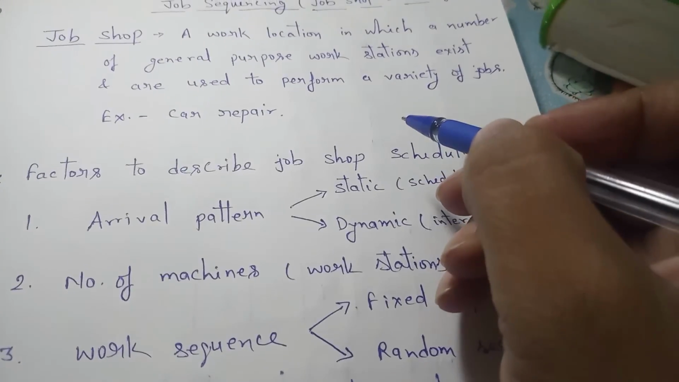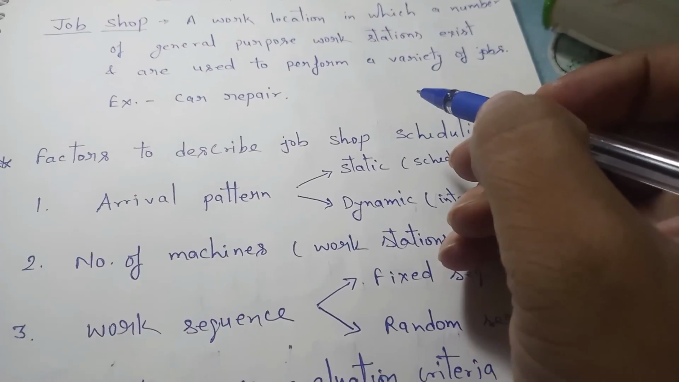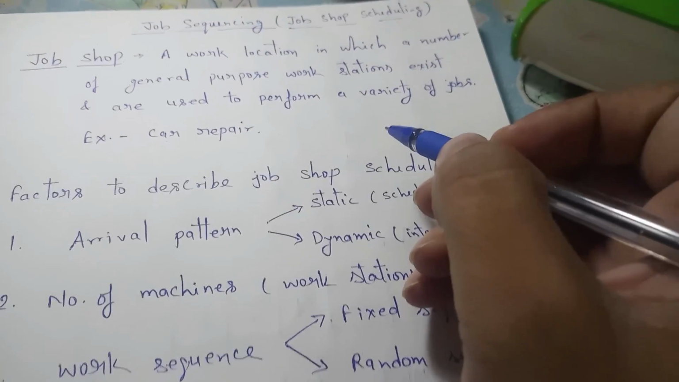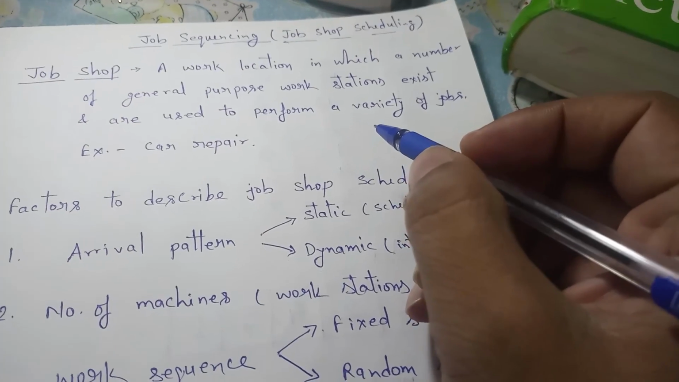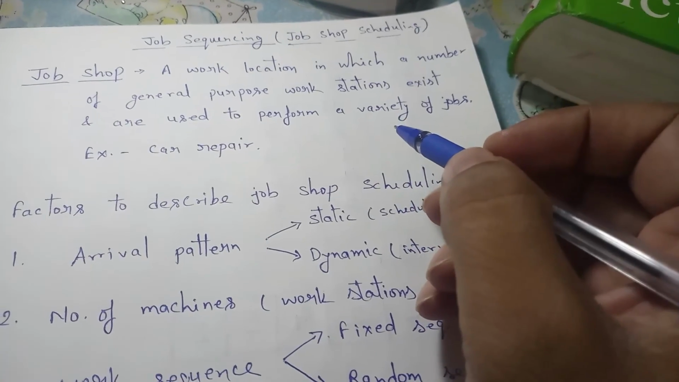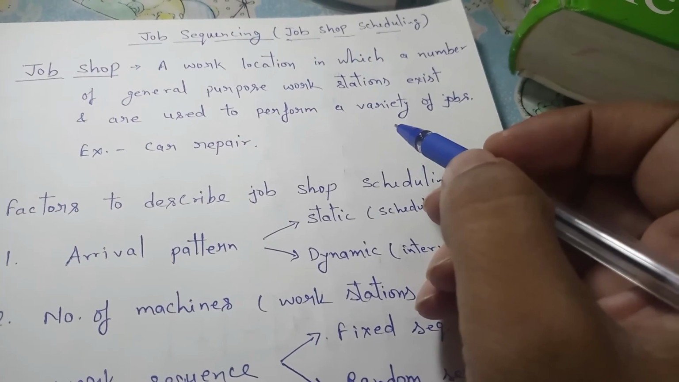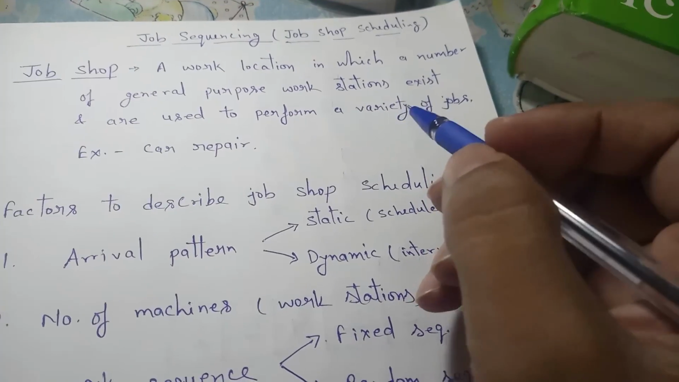Good morning everyone. Today I'm going to take a lecture on job shop scheduling or job sequencing. First we need to know what a job shop is. A job shop is a work location in which a number of general purpose workstations exist and are used to perform a variety of jobs. It means we have to perform different jobs on different machines.